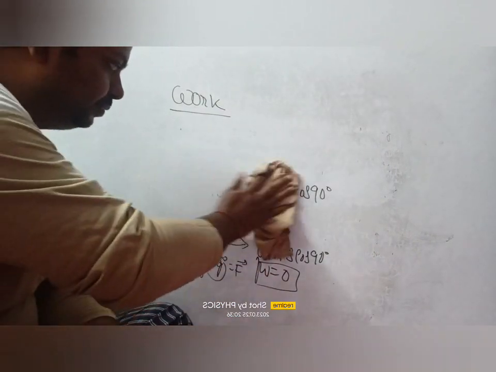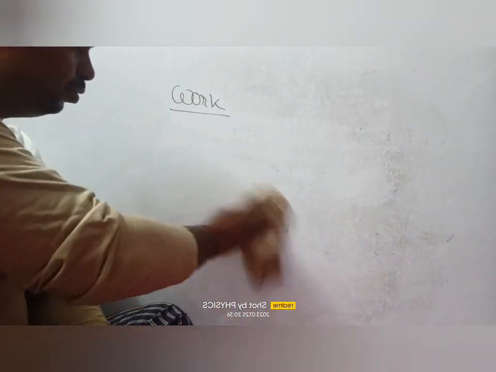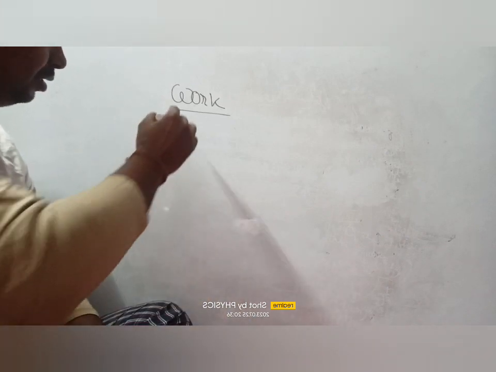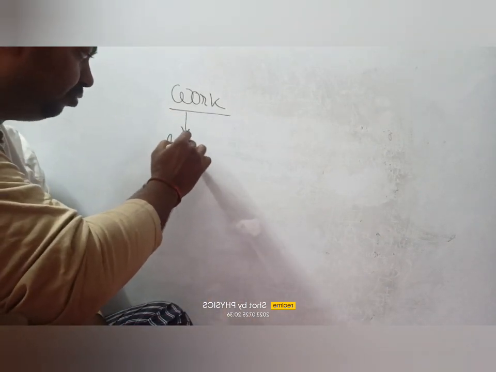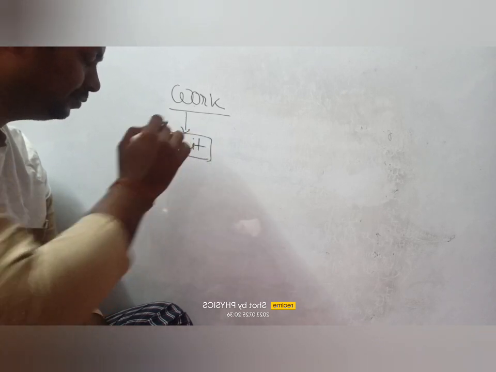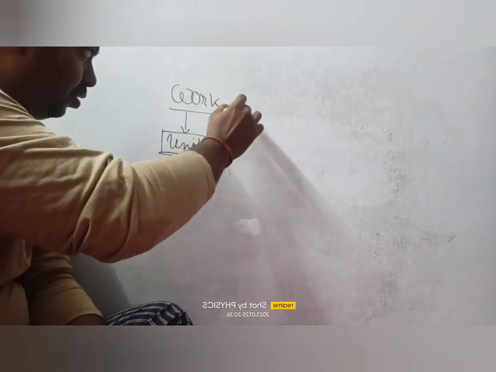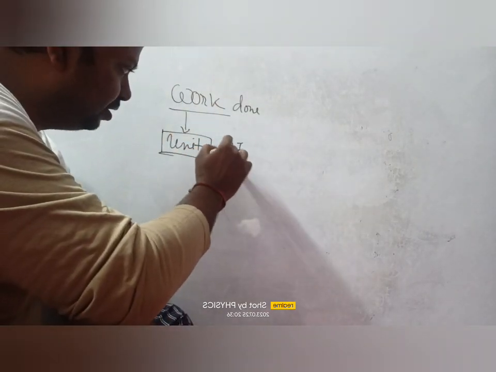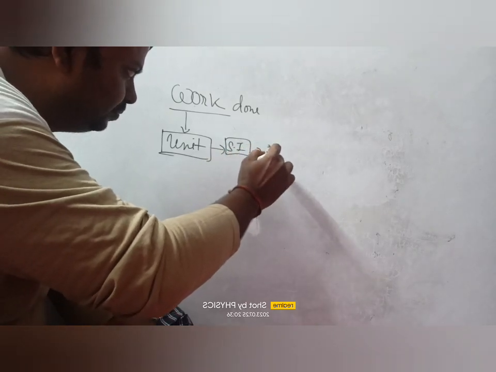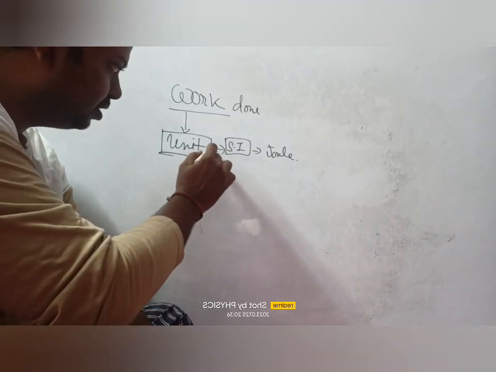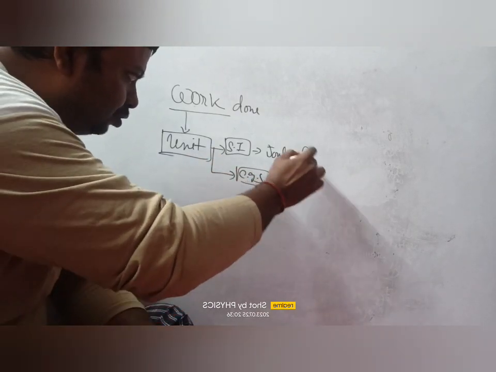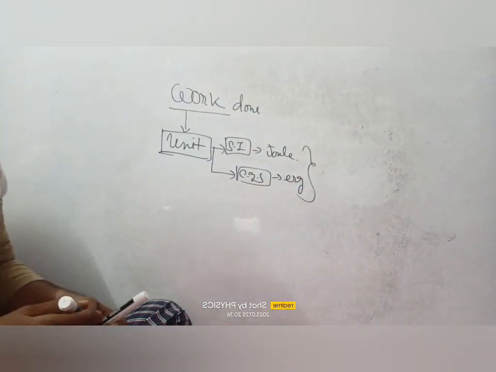Now let's move on. What are the constant force and the variable force? Before moving to that topic, what is the unit of work done? The SI unit is joule and the CGS unit is the erg. Those are the practical units.